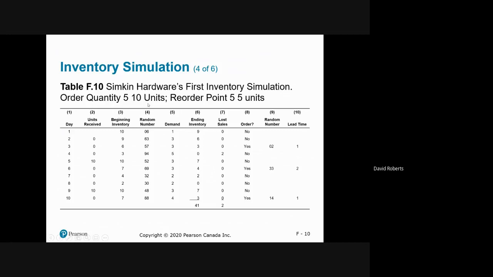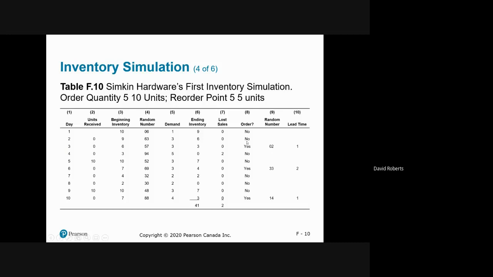Right? So in this particular case, at the end of day 1, you had 10 units. You have a random number of 6, which turns into a demand of 1. So the 10 minus the 1 is 9. Do you need to reorder, or did you have lost sales? No. Day number 2, you have 9 to begin. Random number of 63 is 3 sold. So you have ending inventory of 6. So the 9 minus the 3 is 6. Are you at the reorder point?